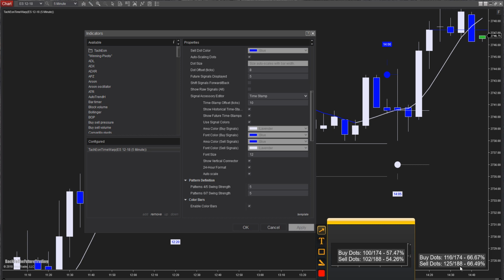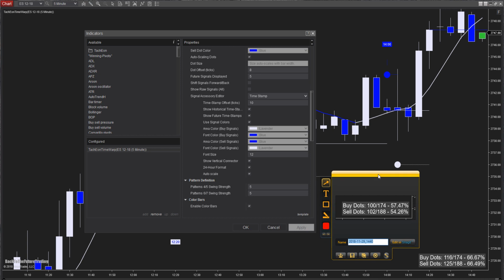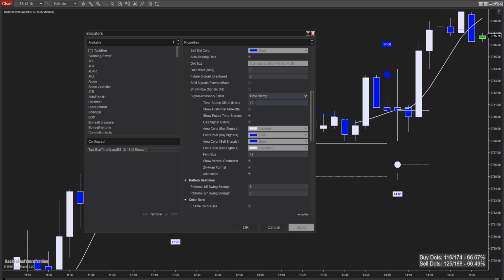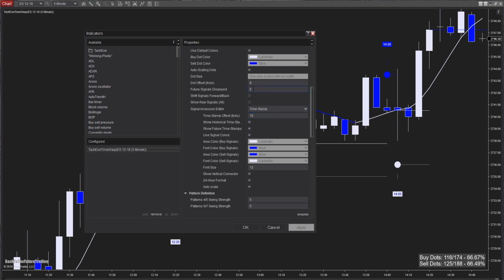The number of dots stays the same. There's still 174 buy dots and 188 sell dots. Those are not going to change. What will change is the number of winning dots or losing dots and what percentage those are of the overall totals. So again, the scorecard can be dramatically changed by increasing or decreasing the dot offset. Okay, so something you want to keep in mind. Watch for the dot offset, and your dot offset will make a fairly significant difference, or can.